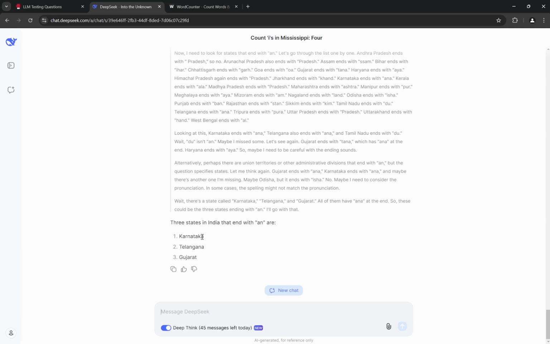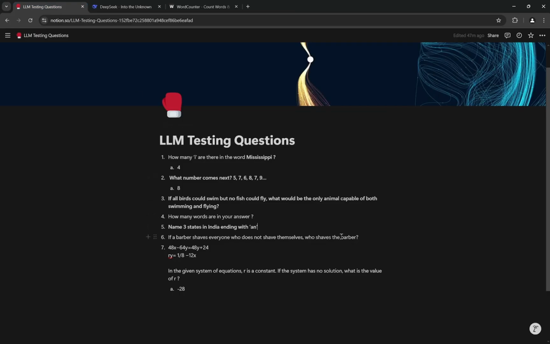So obviously Gujarat is not ending with AN, and it is actually crazy because there is a state Rajasthan. For the people who are not Indians, obviously Indians would know Rajasthan is one of our states and it exactly ends with AN in the spelling, but it did not include that. So this is somewhere it fails. This is one of the questions where it fails.